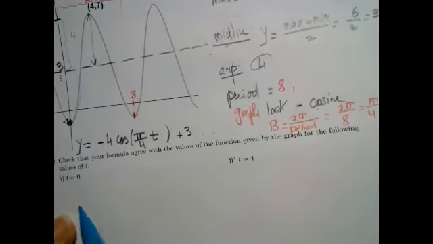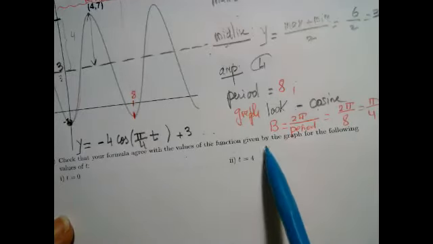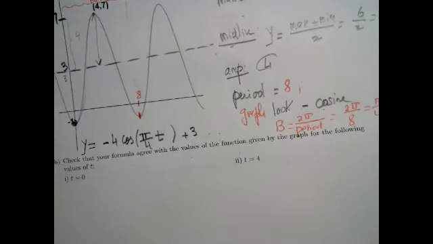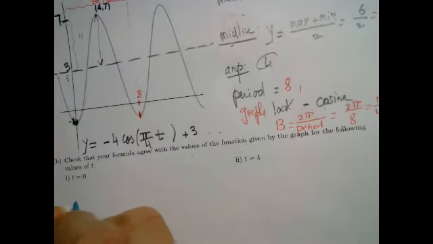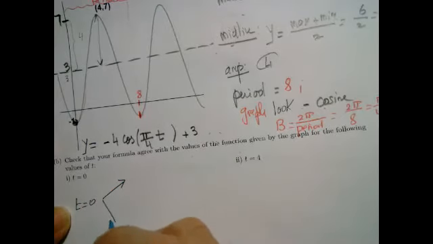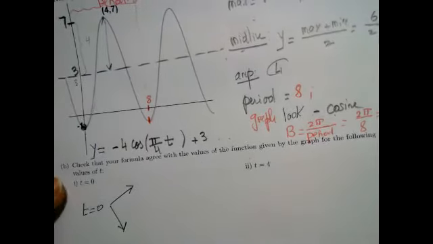Now, part B, I asked you simply, check that your formula agrees with the value of the function given by the graph for the following values of x. All right? So it means I'm actually helping you to see, are you getting the right formula? What do I mean by that? At t equal to 0, what does the graph give me and what does your formula give me? They should be the same. If they're not the same, it means something is really not right.